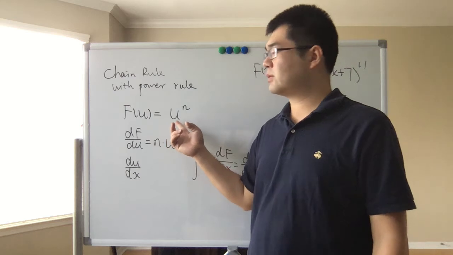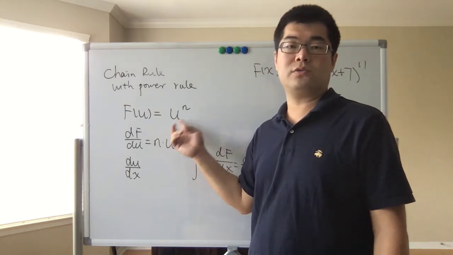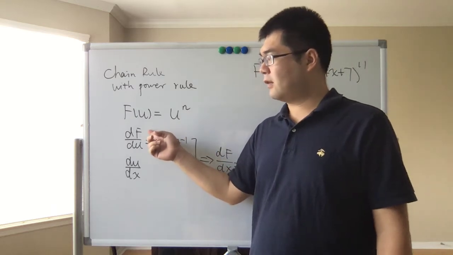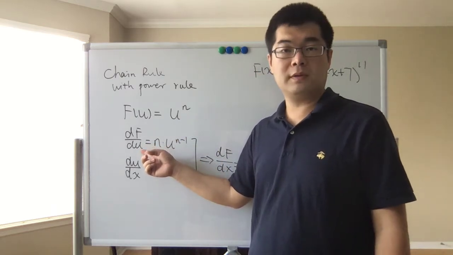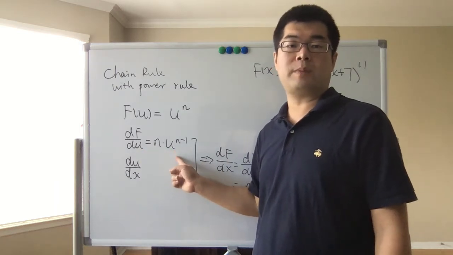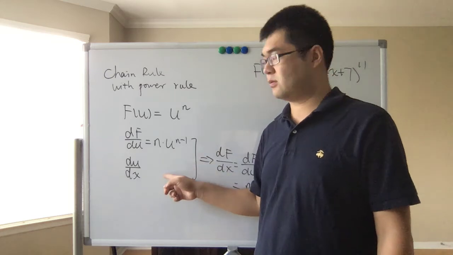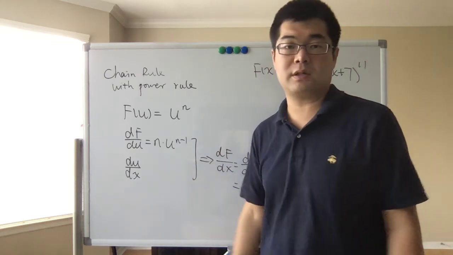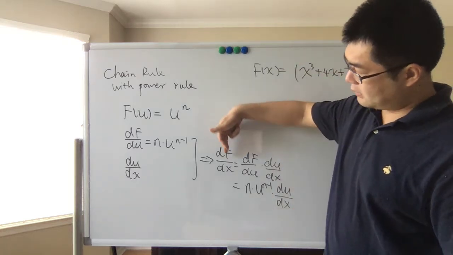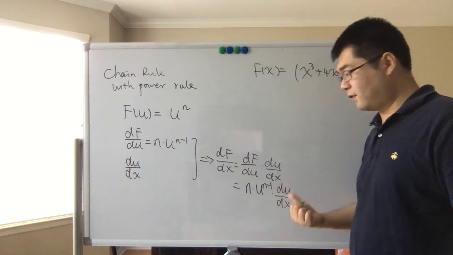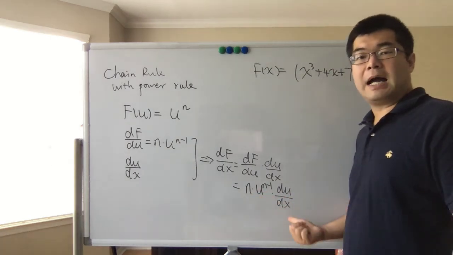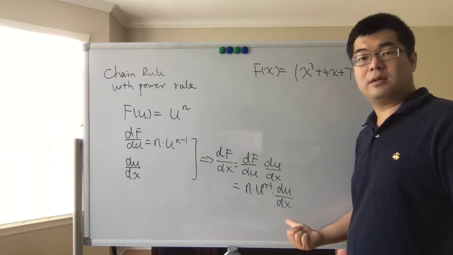So when you make a substitution, you can rewrite your function as u to the power of n. And we know that if we take the derivative of capital F with respect to u, the intermediate variable, we're going to apply the power rule, which equals n times u to the power of n minus 1. Now, of course, the derivative of u with respect to x is itself. So when we try to figure out df dx, the final result is going to be n times u to the power of n minus 1 times du dx, okay?